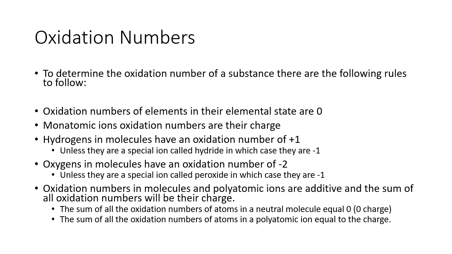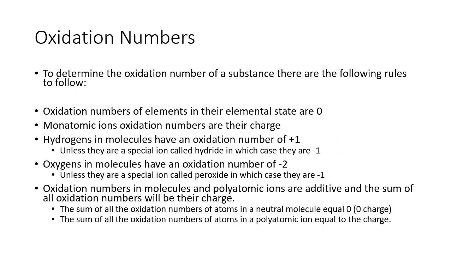Monatomic ions' oxidation numbers are their charge. What does that mean? Say things like sodium chloride. Sodium chloride we know is made up of sodium and chlorine, so their charge is their oxidation number. What's the charge on sodium? +1. What's the charge on the chlorine? -1. So that's their oxidation numbers if they're monatomic ions, which means they're single atom ions.